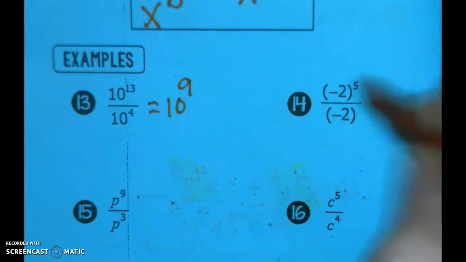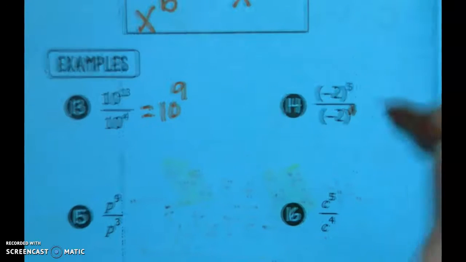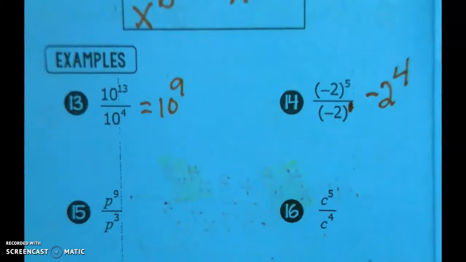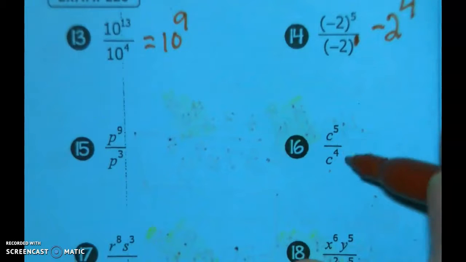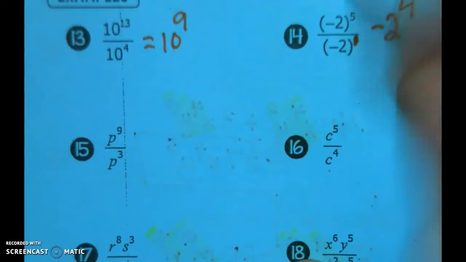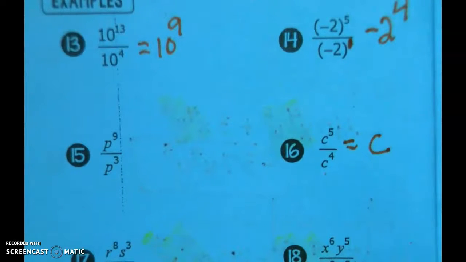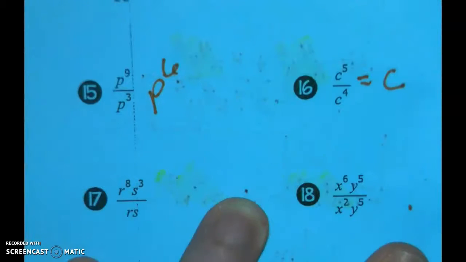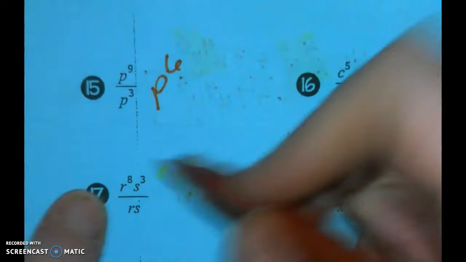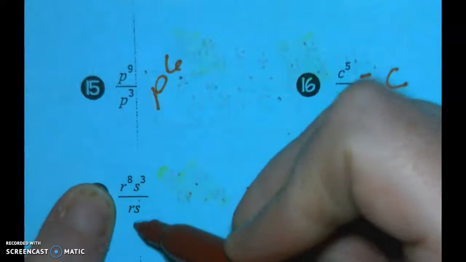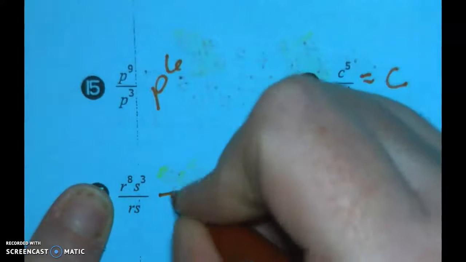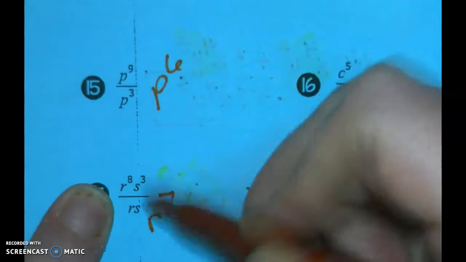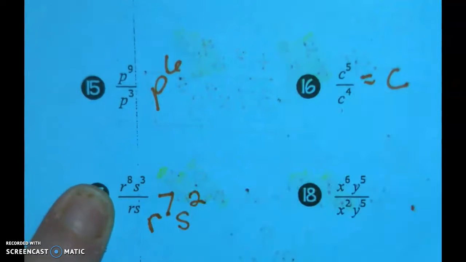This one here, this is a 1 right here. So we have negative 2 to the 4th power. c to the 5th divided by c to the 4th is just c. p to the 6th. Now look at this one. We have r to the 8th and just r. So we get r to the 7th. And s, 3 minus 1 is 2.